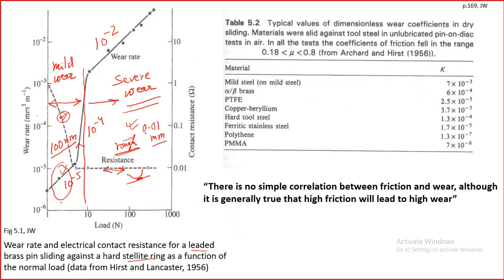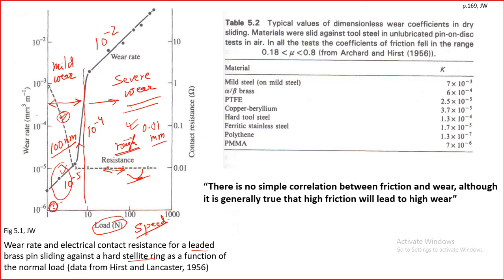Now, as I said, there are two factors: the load, and another factor is speed, the relative speed, which is also important. So we must control the load and the speed to keep the wear in the mild wear regime, as low as possible. Okay. Here this part is far better.